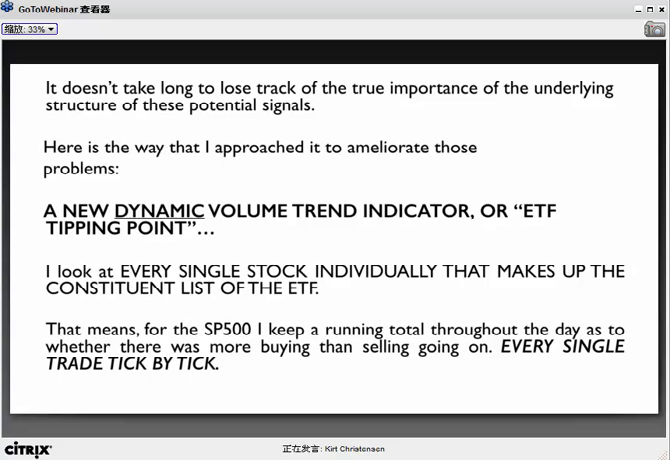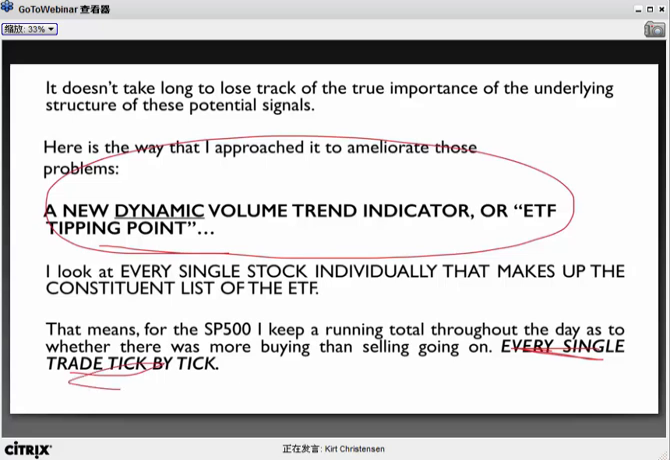So what we've done is we've invented what we call the ETF tipping point. Here's how it works: we look at every single stock individually that makes up the entire ETF. That means for the S&P 500, I keep a running track during the day as to whether there is more buying or selling pressure going on every single trade, tick by tick, across every stock in the S&P 500.